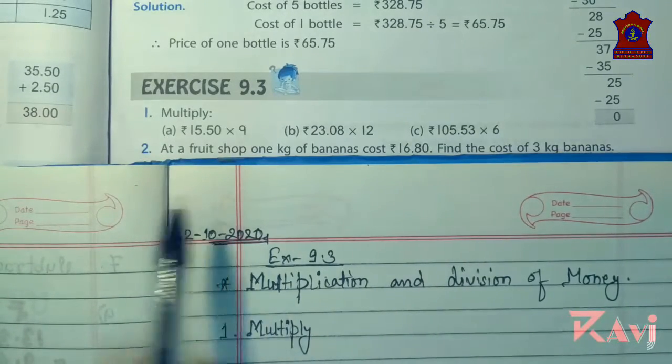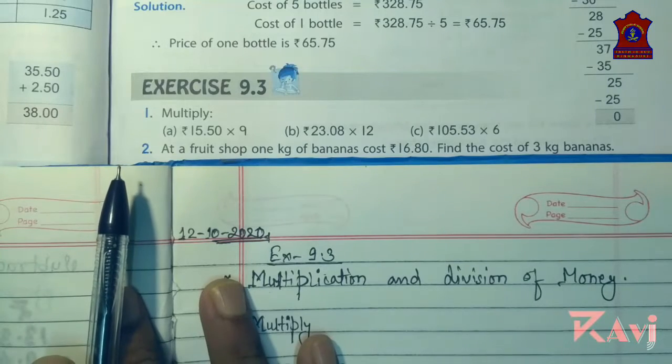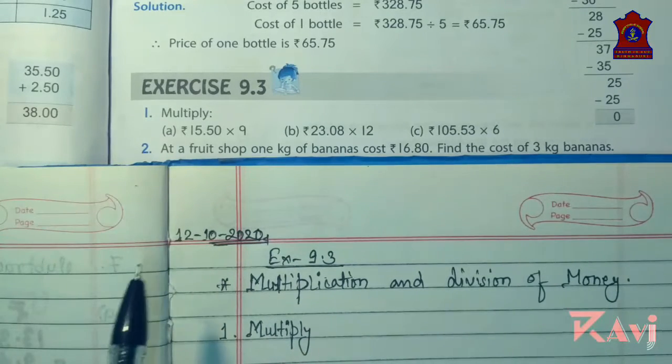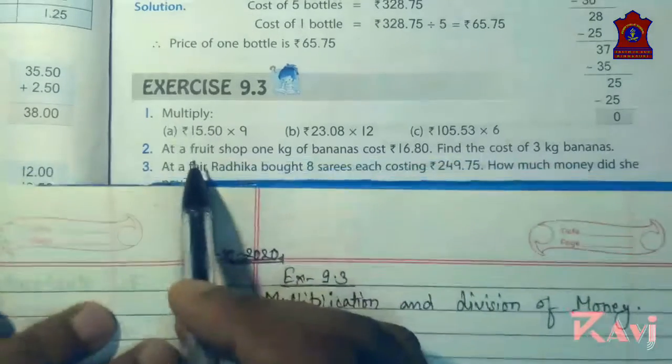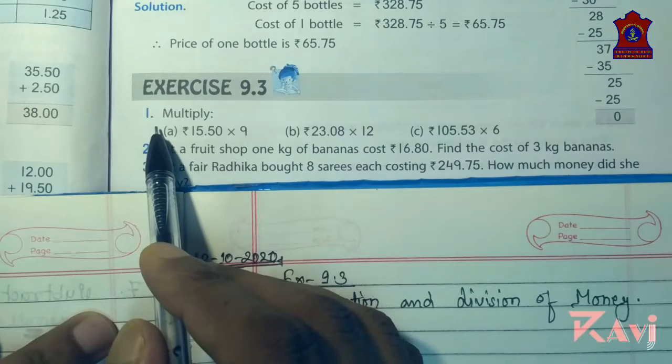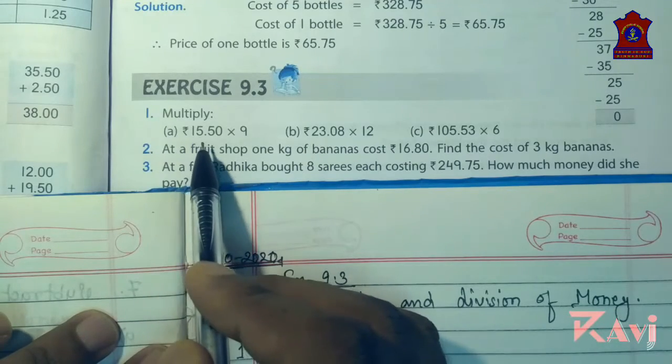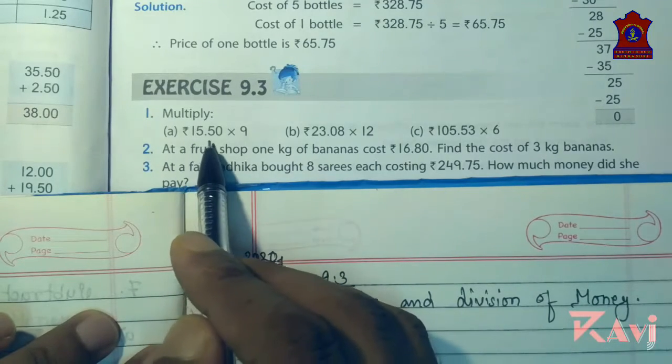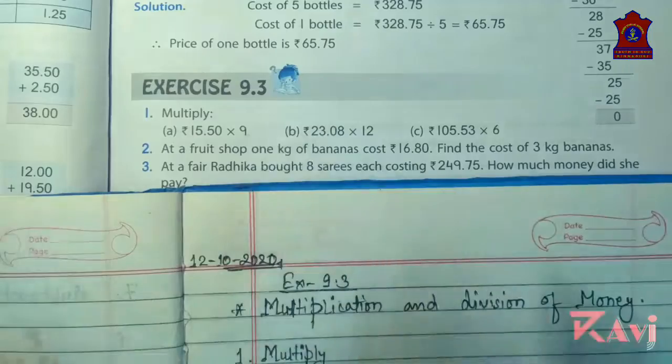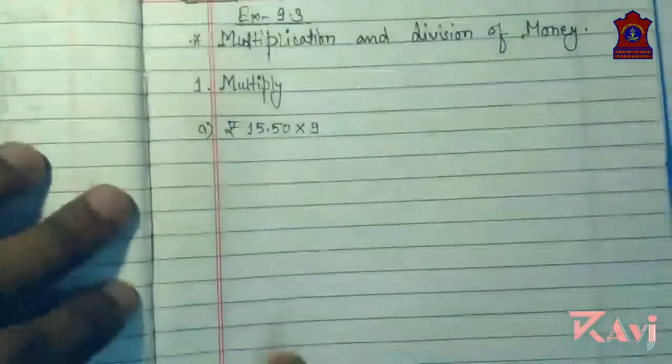Today we shall start exercise 9.3, in which you will be learning multiplication and division of money. Okay, let's start with question number 1. In this, the question is asking you to multiply rupees 15.50 into 9. Okay, let's start this.